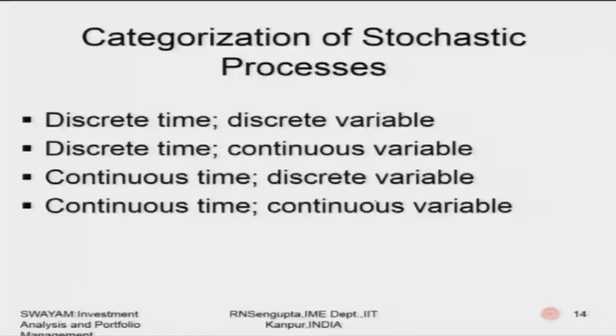Let me continue with the first bullet point. This is discrete time and the variables are discrete, not continuous. The second categorization would be discrete time, continuous variable. The third one would be continuous time, discrete variable, and the last one would be continuous time, continuous variable. If I want to draw it, let me draw it for the first bullet point, and you will understand.